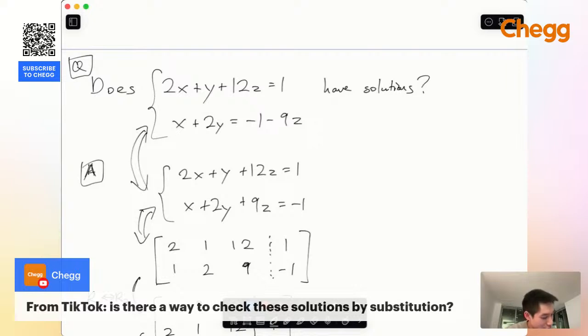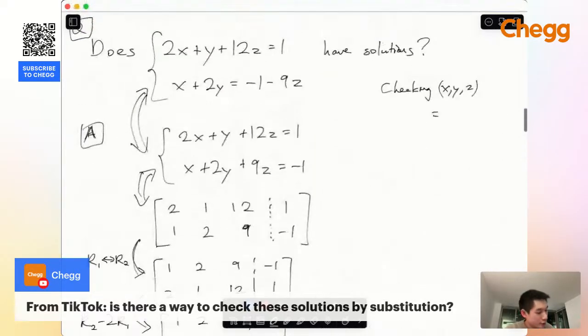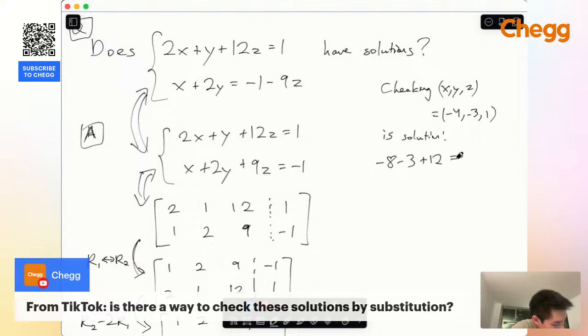So here I'm checking X, Y, Z equals, what did I say? -4, -3, 1 is a solution. So I'm going to plug it in first to the first equation. I get -8 - 3 + 12 is 1. So that's correct. And then in the second equation, I have -4 - 6 equals -1 - 9.